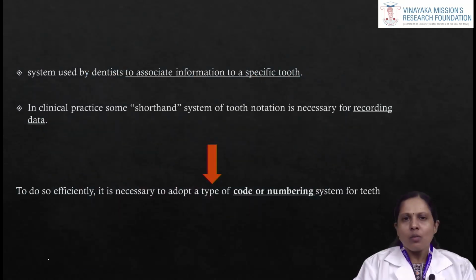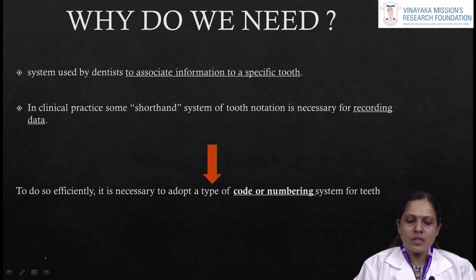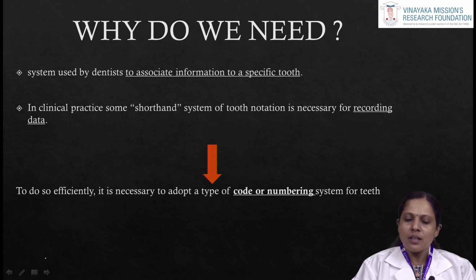Next, why do we need a tooth numbering system? The tooth numbering system is mainly used for communication purposes, and it can also be used as a shorthand system for recording purposes as data or a file record. So it can be used for storing purposes also. So this is why we need a tooth numbering system. It can be adopted as a code or numbering system for teeth.